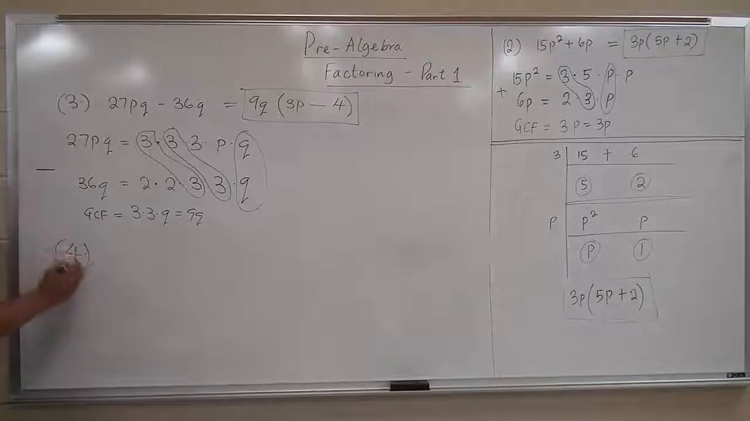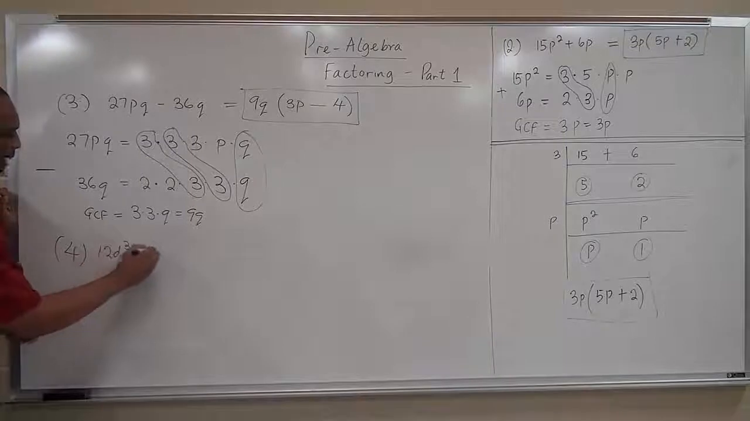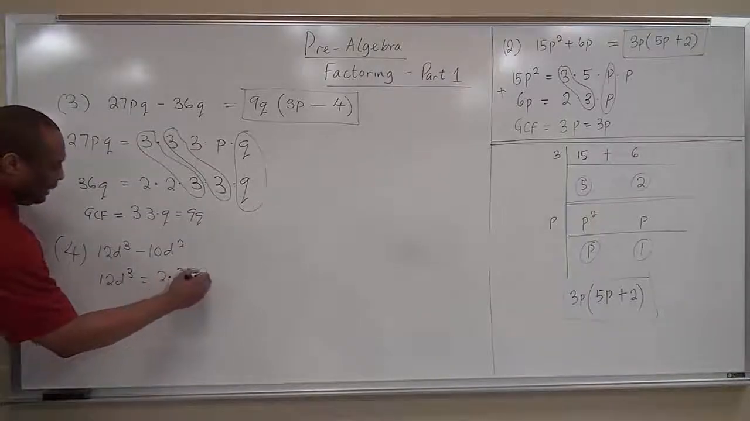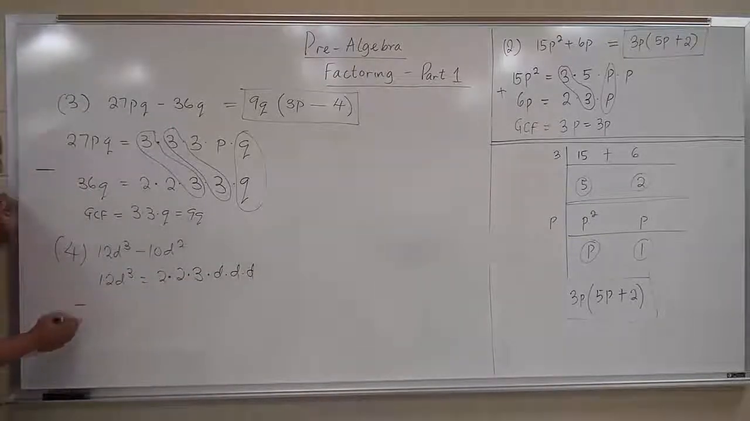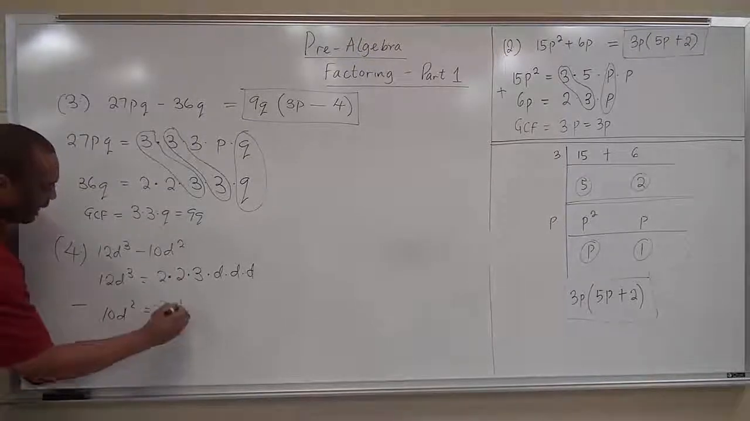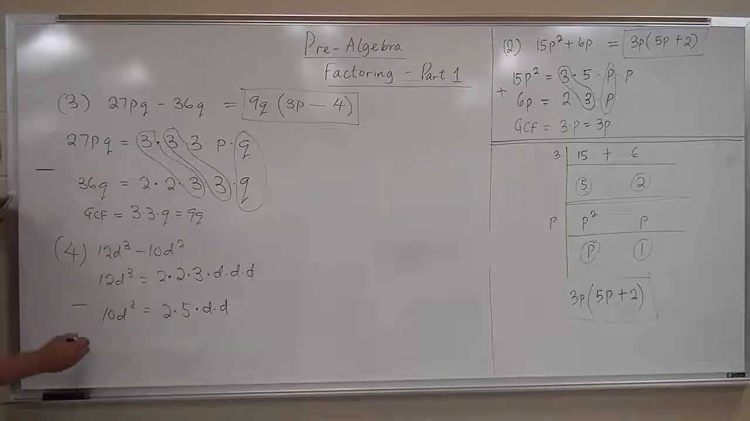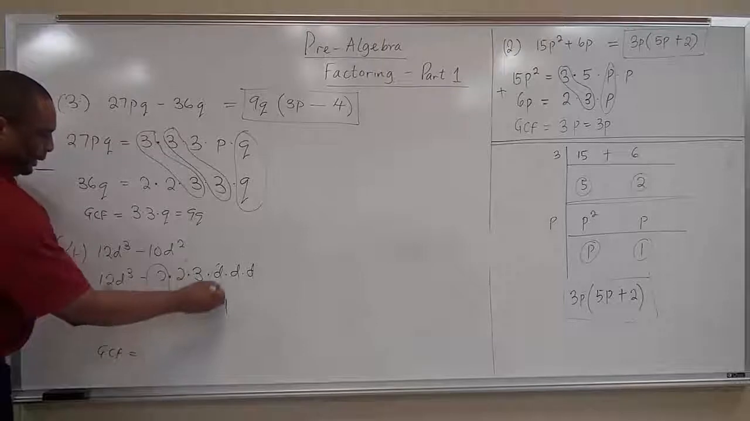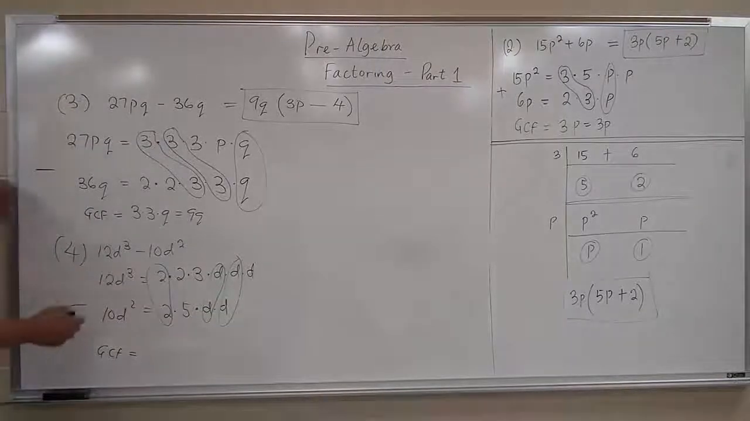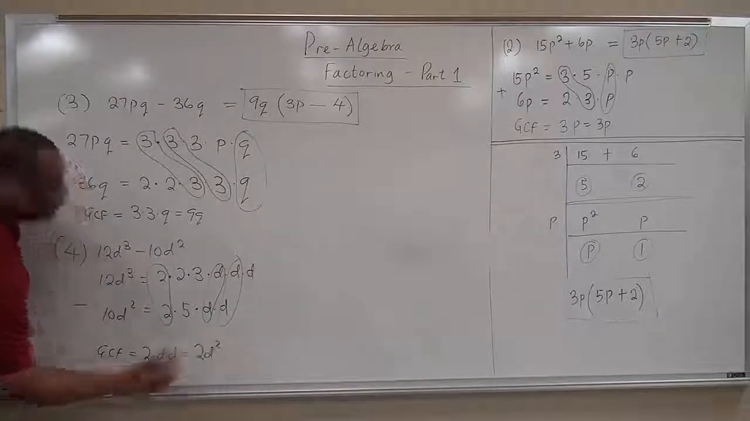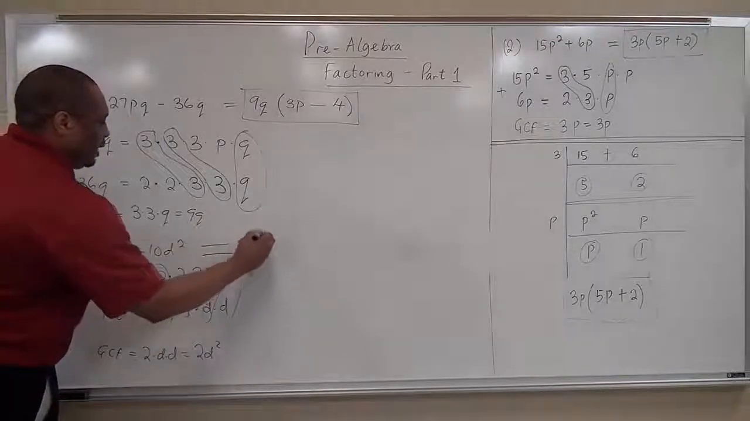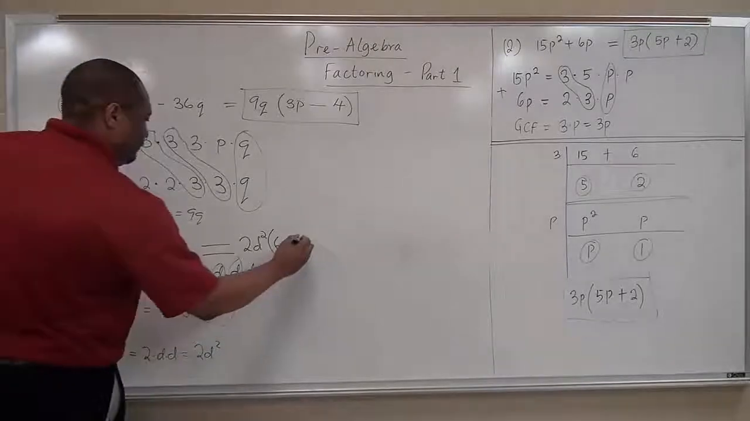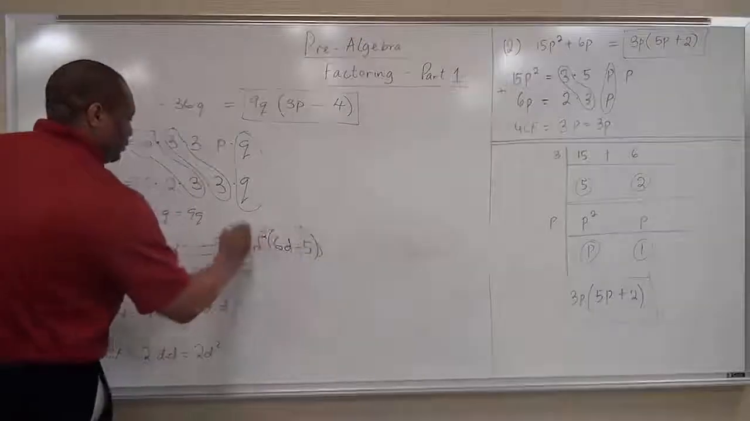Question 4. 12d cubed minus 10d squared. So 12d cubed is 2 times 2 times 3 times d times d times d. Minus 10d squared will be 2 times 5 times d times d. So the GCF will be 2, 2, pick it, d d, pick it, d d, pick it. GCF will be 2 times d, which is 2d squared. So this will now give us equal to 2d squared, parentheses, 2 times 3, 6 times d, 6d minus 5. 6d minus 5, and this becomes yours.